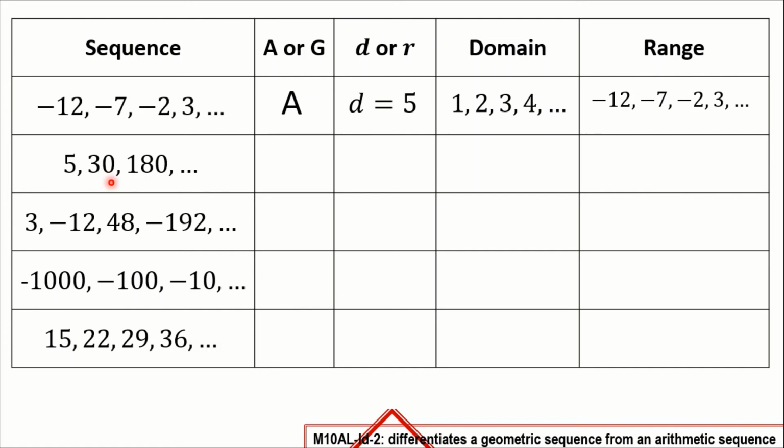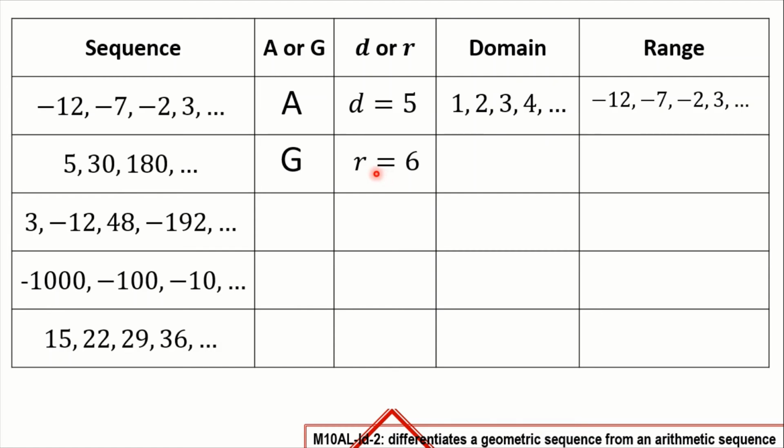We have 5, 30, and 180. So, kung mapapansin ninyo, mabilis ang pagtaas ng value ng terms of this sequence. So, this is an example of a geometric sequence. And to find the common ratio, let us divide two consecutive terms wherein we have second term divided by the first term o kaya third term divided by the second term. So, 30 divided by 5 o kaya 180 divided by 30. They will yield the same answer and the common ratio is positive 6.